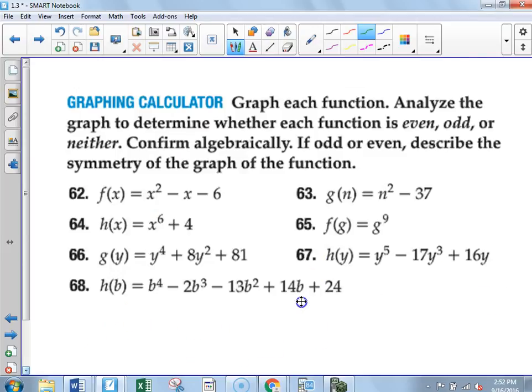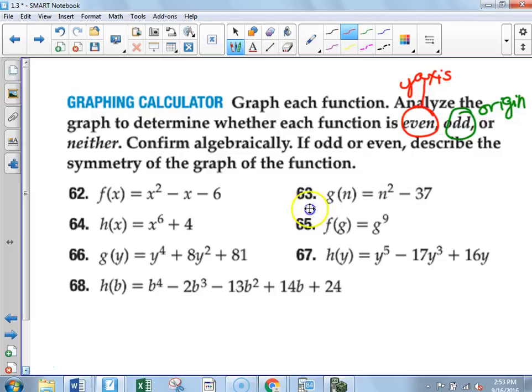All right. We also did this yesterday. Even, odd, or neither. Do you remember the definitions of those? What did even mean? It was symmetrical over the y-axis. Yes, y-axis. Odd: symmetry with the origin. Why wasn't there one for the x-axis? If you can fold it this way, it's not a function, right? Because it fails the vertical line test.